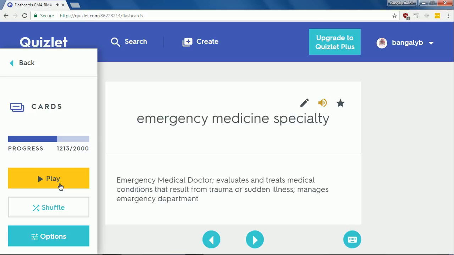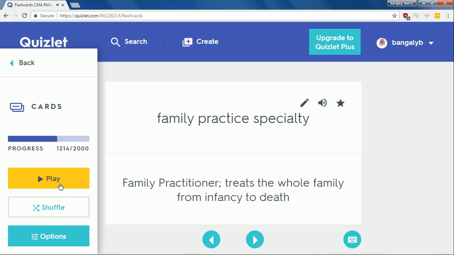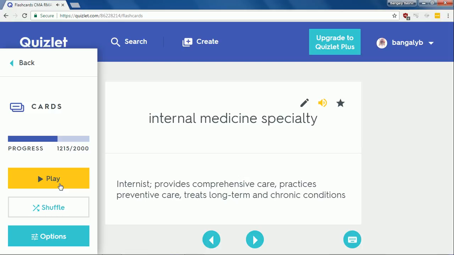Emergency medicine specialty: the emergency medical doctor evaluates and treats medical conditions that result from trauma or sudden illness, and manages the emergency department. Family practice specialty: the family practitioner treats the whole family from infancy to death. Internal medicine specialty: the internist provides comprehensive care, practices preventive care, and treats long-term and chronic conditions.